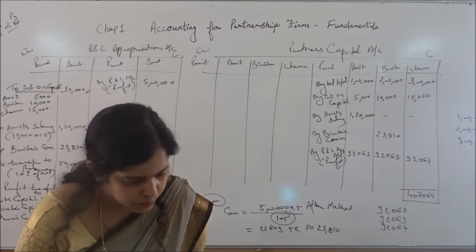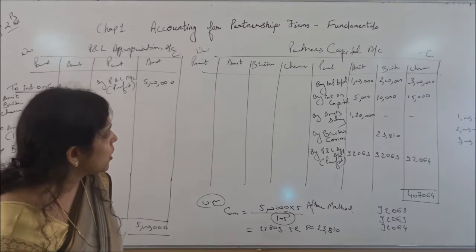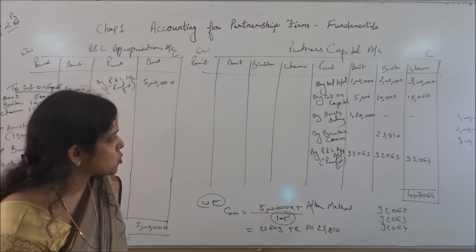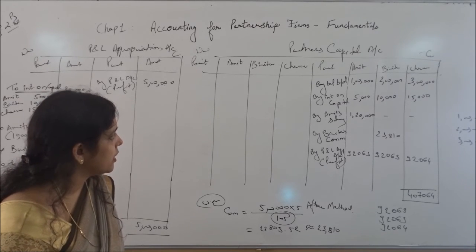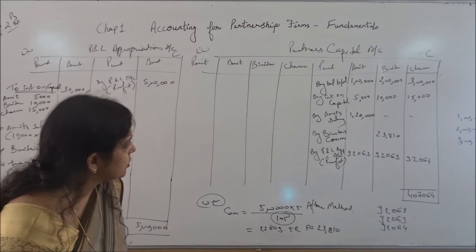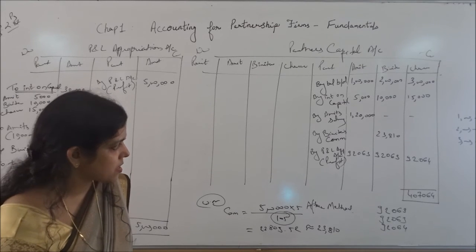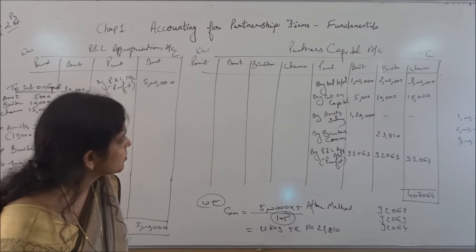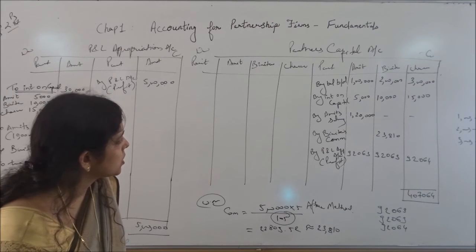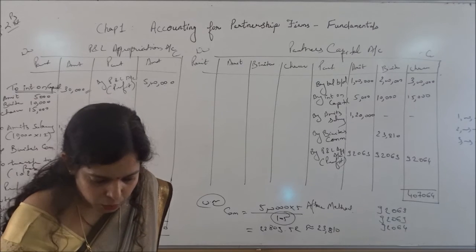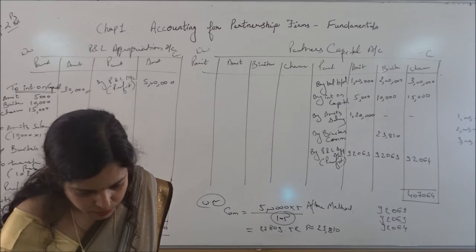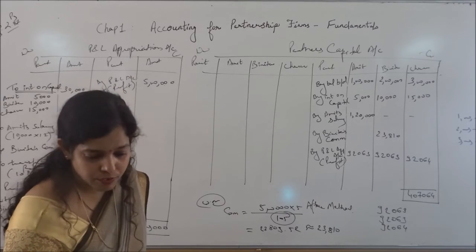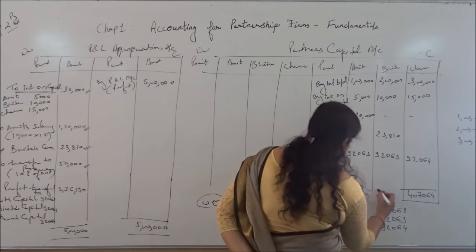Look, do the total. 2 lakh 10,000 plus 23,810, that is, 2 lakh 10 plus 23 plus 92,063, how much is it coming? 233,810 plus 92,063 is 325,873.